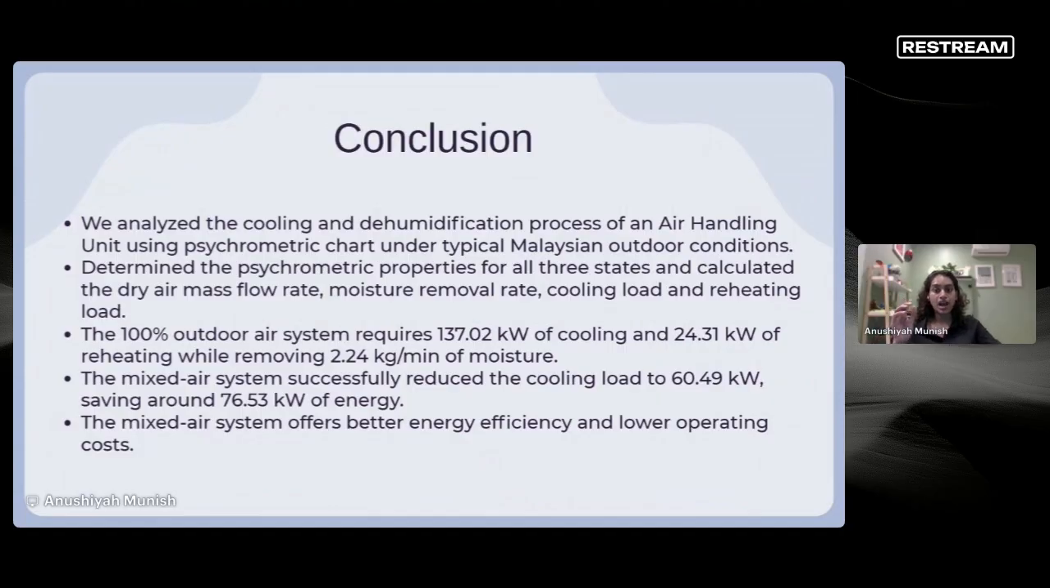The 100% outdoor air system requires around 137.02 kilowatts of cooling and 24.31 kilowatts of reheating while removing 2.24 kg per minute of moisture. The mixed air system successfully reduced the cooling load to just 60.49 kilowatts, saving around 76.53 kilowatts of energy. The mixed air system offers better energy efficiency and lower operating costs and is overall a better system compared to the 100% fresh air.